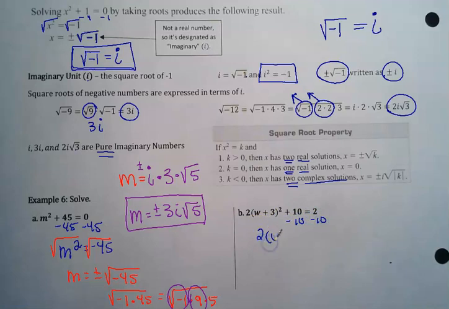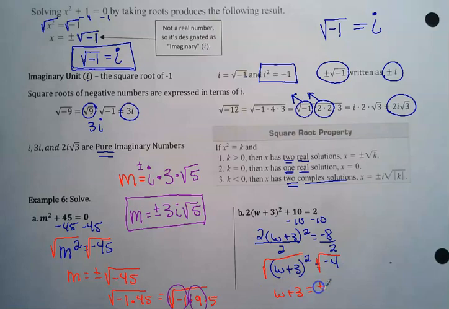Then we get 2 times the quantity w plus 3 squared equals 2 minus 10, which is -8. Let's divide by 2 on both sides. So then we have w plus 3, that quantity squared, equals -4. We take the square root of our term, and we have w plus 3 equals plus or minus the square root of -4. Which is kind of nice because that actually is a square, right? There is a square root to that.